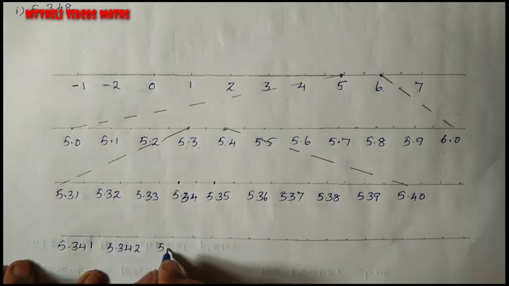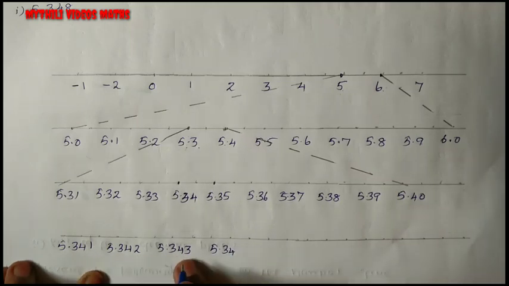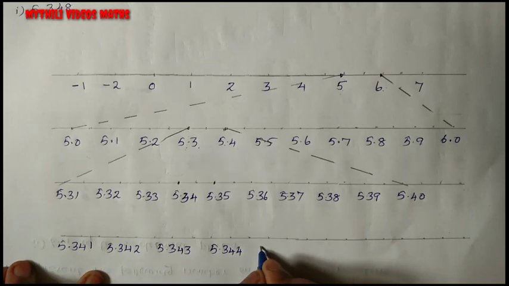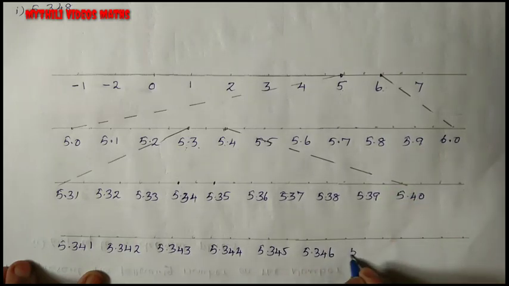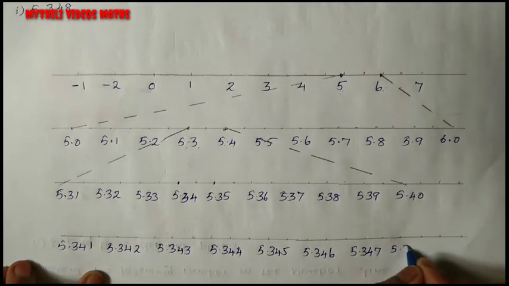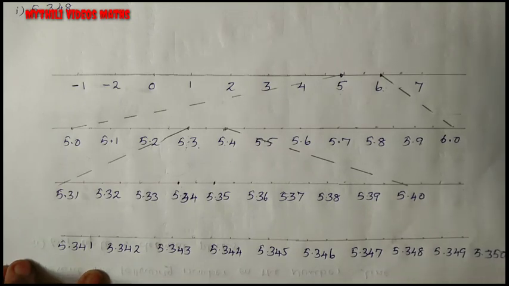After that, 5.342. Then 5.343, then 5.344, okay, and then 5.345, then 5.346, 5.347, 5.348, 5.349, and then 5.350. Is that clear? No?